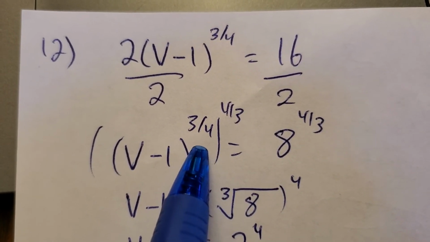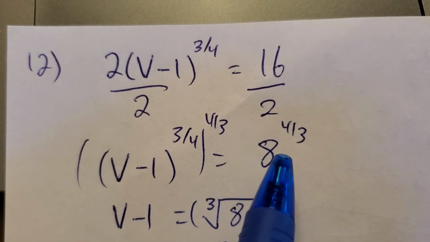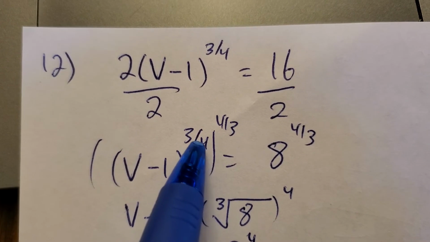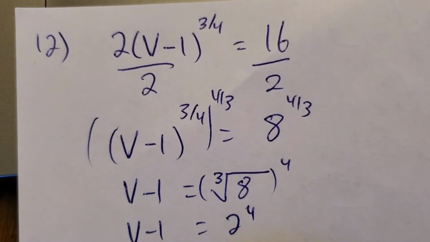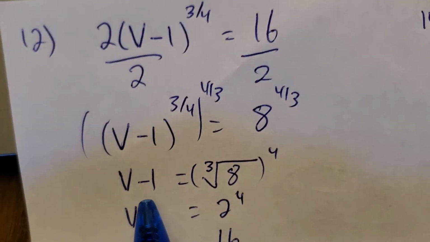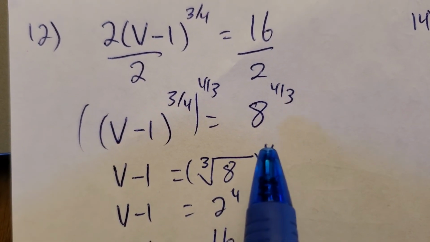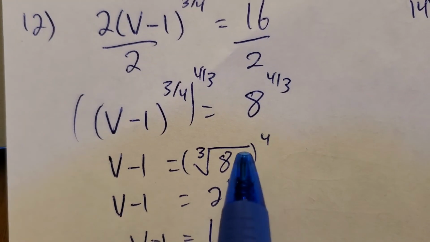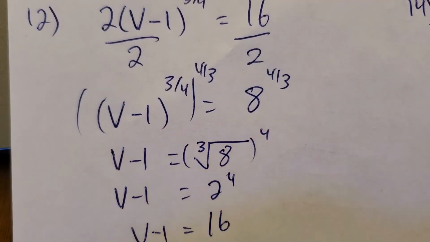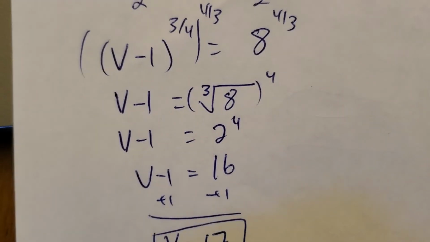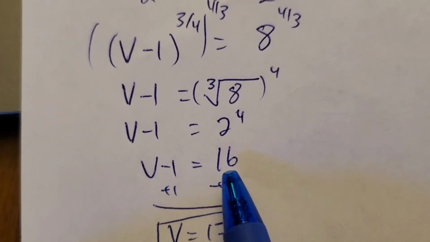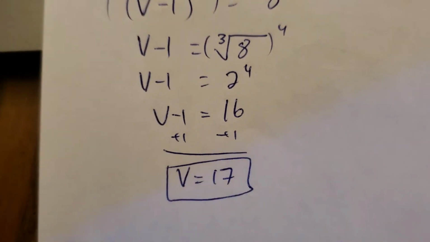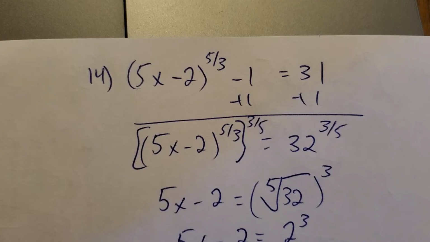Then it becomes just like the previous problem, where we raise both sides to the reciprocal exponent. The reciprocal of 3 over 4 is 4 over 3, so we raise both sides to the 4/3 power. Power raised to a power, we multiply them. When we multiply reciprocals, they reduce to 1, so it goes away, and we're left with just v minus 1 is equal to 8 to the 4/3, which is the cube root of 8 to the 4th power. The cube root of 8 is 2. 2 to the 4th power is 16. So it becomes v minus 1 equals 16. We add 1 to each side, and we get a final answer of v is equal to 17.